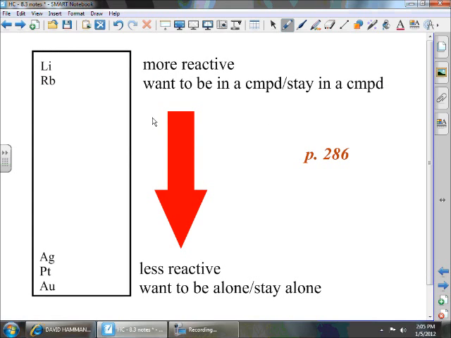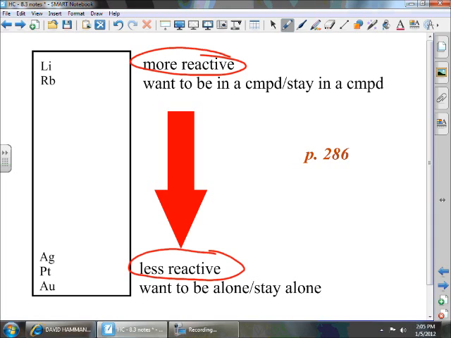All right, one last thing about the structure of this activity series. If you look at the one in the book or the one here on the screen, the elements are listed in a vertical pattern. You'll notice lithium and rubidium are the first two, and silver, platinum, and gold are the last three. A couple of things to think about here. The elements at the top of this chart are the most reactive metals: lithium, rubidium, sodium, calcium, potassium. They're very reactive. They'll react with just about anything. The ones at the bottom are very unreactive. What that means is it's very difficult for them to actually go through a chemical reaction.